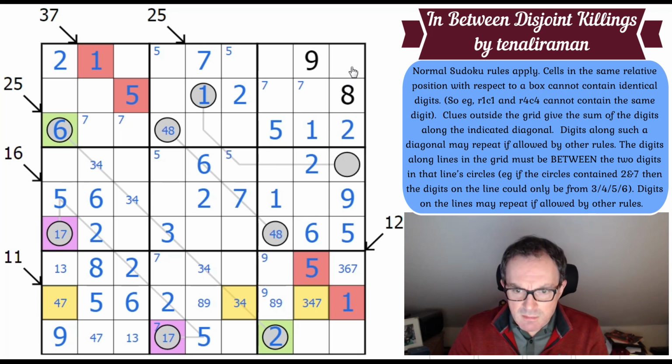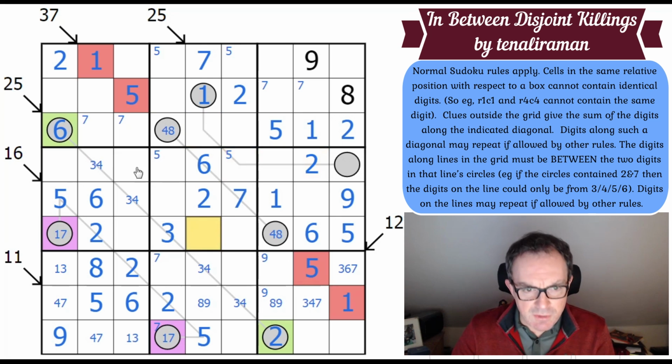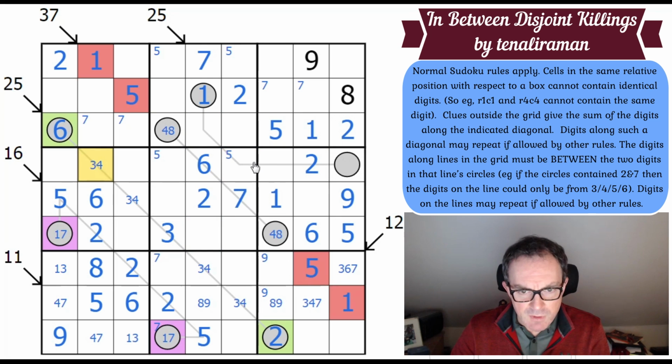Well, maybe this column as well, because this is the high digit on this between line, isn't it? Oh, that's an interesting thought. Look, we've got a 3, 4 here. So these 2 squares have to include at least a 5, because I can't put 3 and 4 into them. Which means this square can only be a 7?